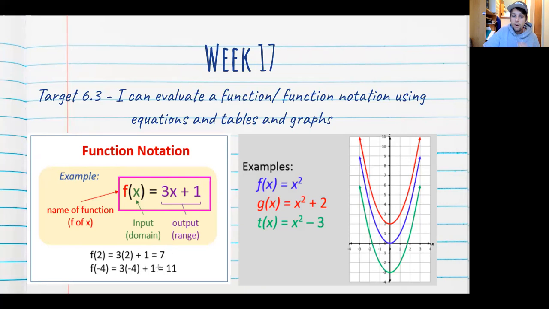We'll go over this stuff a lot more in depth in the next few slides, but just a preview. And here we have some different colored graphs. The function f is represented with this blue parabola, g is represented with this red parabola, and then t is represented with this green parabola. Just a preview of some of the things that we're going to be talking about.